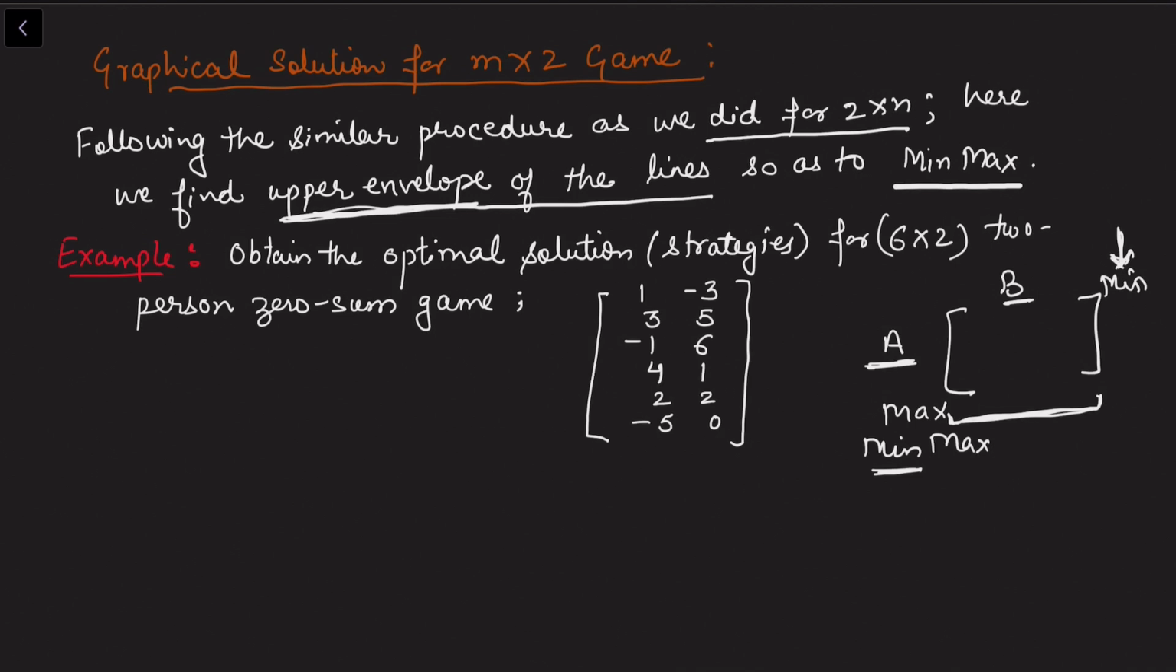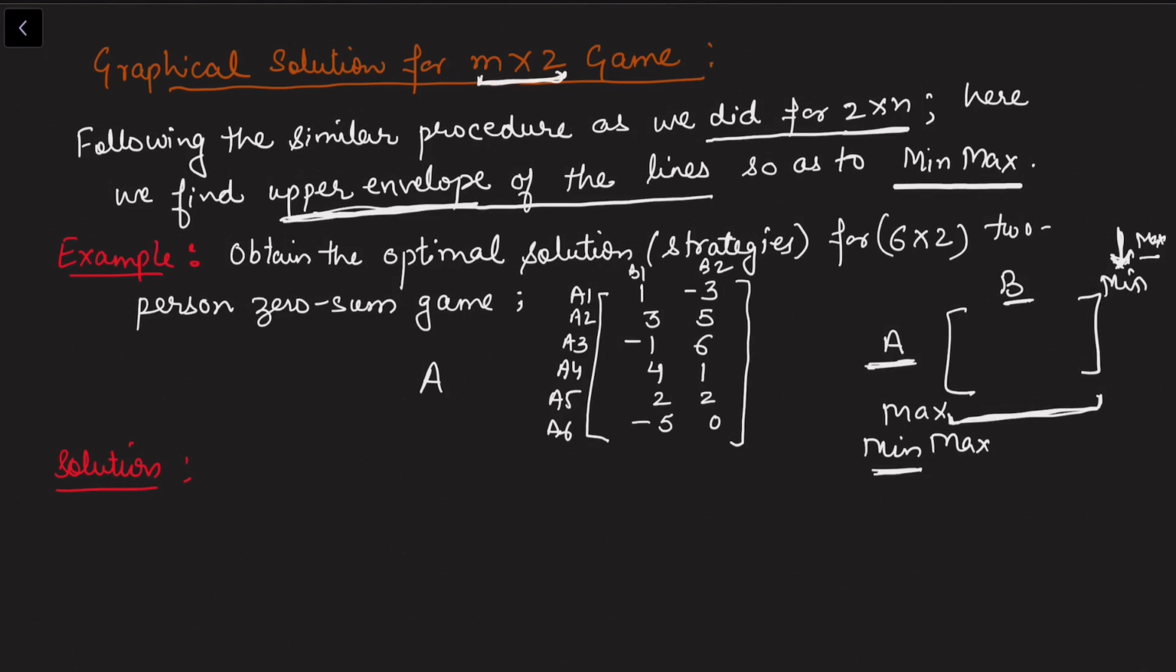And then from the lower envelope, we have selected the maximum value. So now let us start the question. In this question, we have been given a total of 6 strategies for player A: A1, A2, A3, A4, A5, A6. So there are 6 strategies for player A, and for B there are only 2 strategies. So for this case, I am considering an m cross 2 problem.